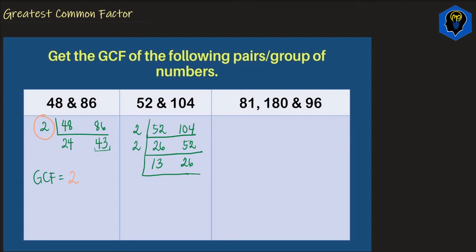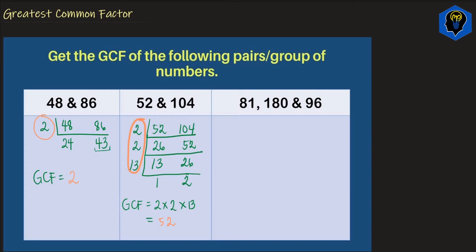The only common factor that they have is 13. So 13 divided by 13 is 1. 26 divided by 13 is 2. So again, if we get the prime factors or the GCF, greatest common factor, it will be 2 times 2 times 13. So the answer here is 52. So the GCF of 52 and 104 is 52.